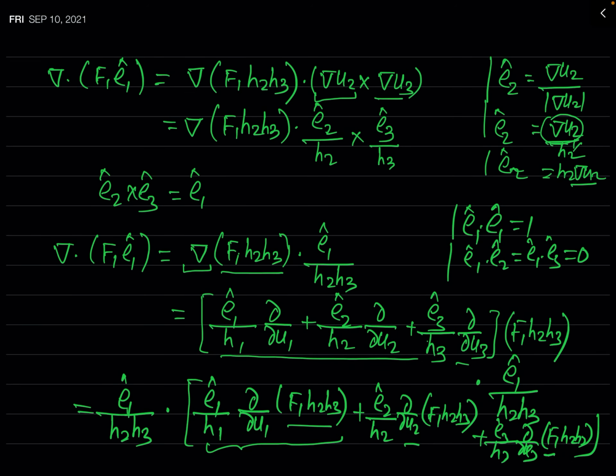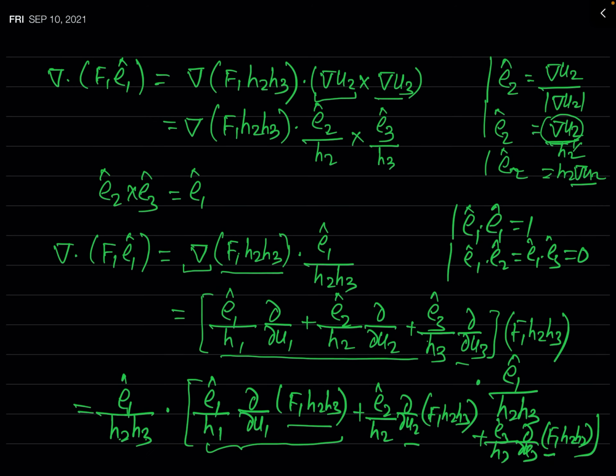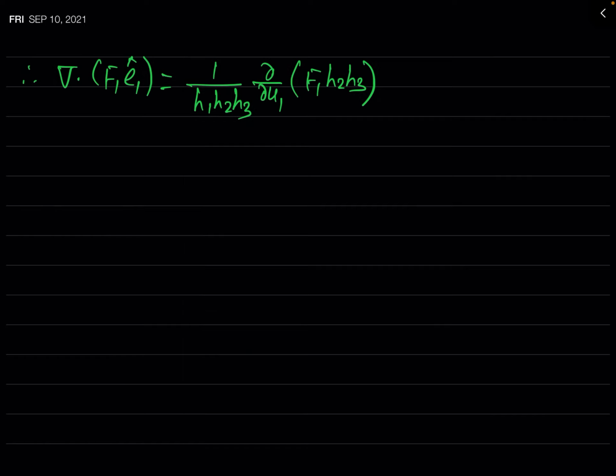So you can write this now. Therefore you can say that del dot F1 E1 hat, this is the term in LHS, and this is simply equal to 1 over H1 H2 H3 del U1 F1 H2 H3, because E1 dot E1 will be equal to 1. Say this is your equation number 2.